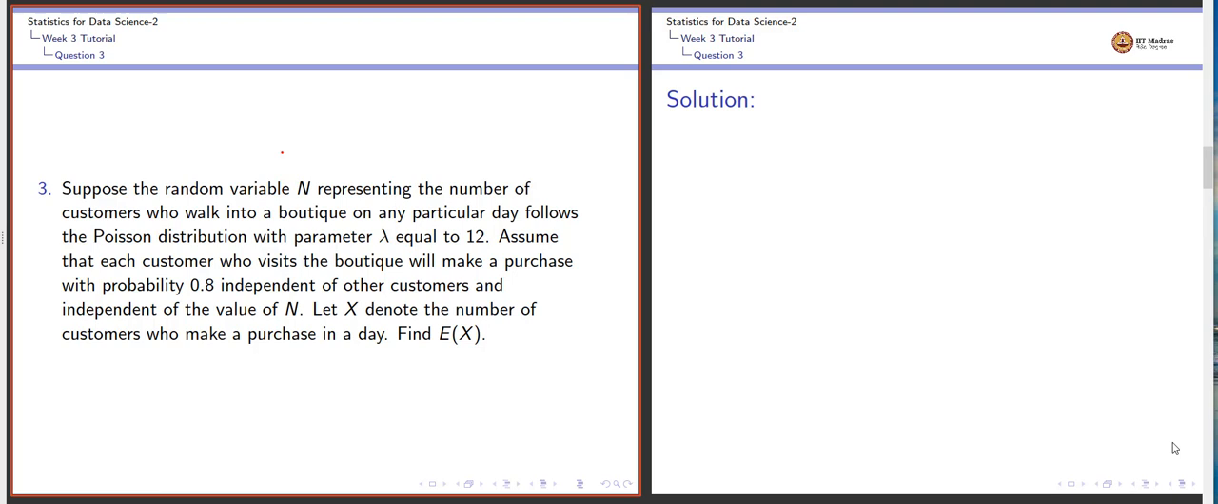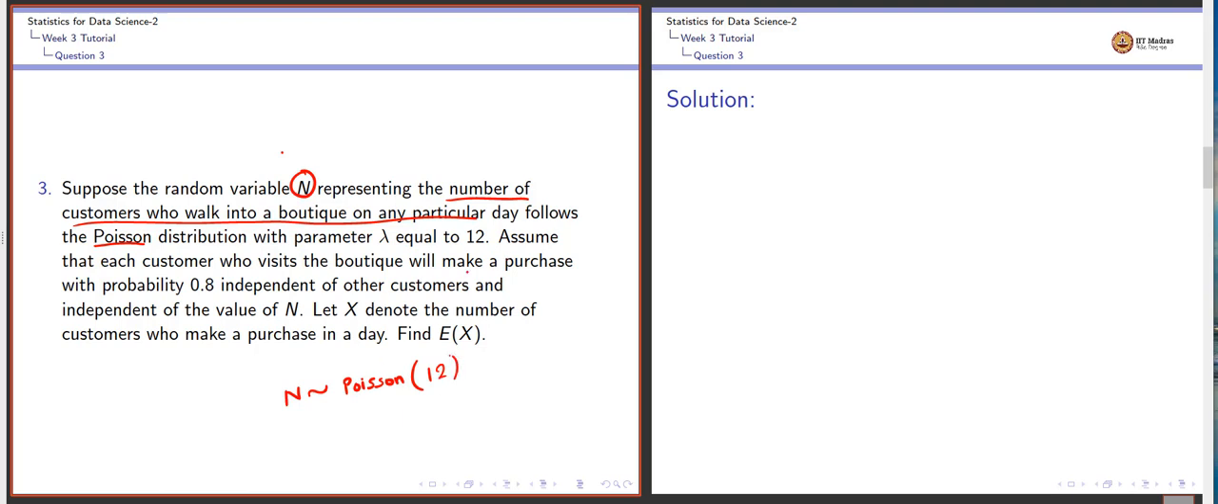So capital N is the number of customers who walk into a boutique on a particular day. Let X denote the number of customers who make a purchase in a day. So we have to find here the expectation of X. You can see that there are two random variables here. One random variable is N. N is representing the number of customers who walk into a boutique on a particular day, and it follows what? It follows a Poisson distribution. So we can write here N follows Poisson with parameter lambda equals 2.